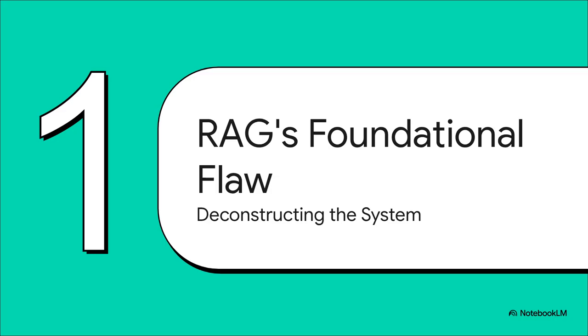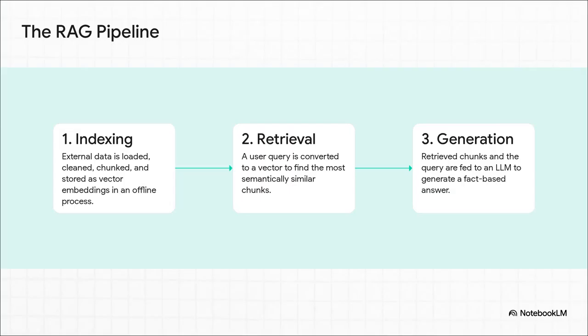All right, first up, what is this huge flaw I'm talking about? Well, to find it, we've got to pop the hood and see how a standard RAG system actually works. Okay, so the basic RAG pipeline is actually pretty straightforward. It's a three-step dance. Step 1, indexing. This is where you feed it all your documents, and it chops them up into little knowledge chunks to create a library.